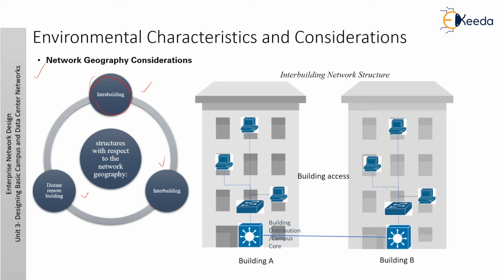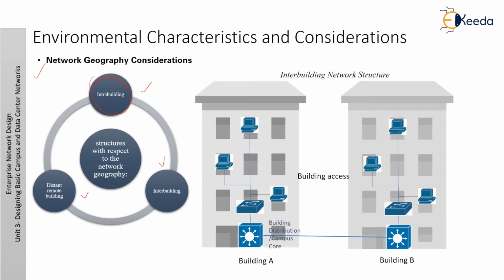Now, access layer switches are usually connected to building distribution switches over optical fiber, providing better transmission performance and less sensitivity to environmental disturbances than copper. Depending on the connectivity requirement to resources in other parts of the campus, the building distribution switches may be connected to campus core switches.